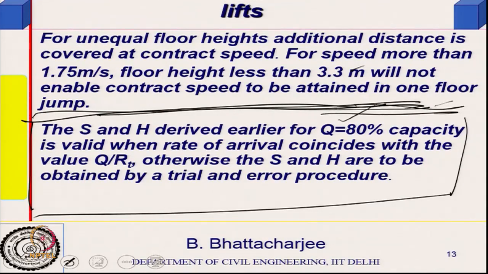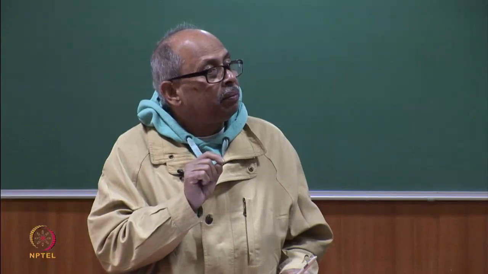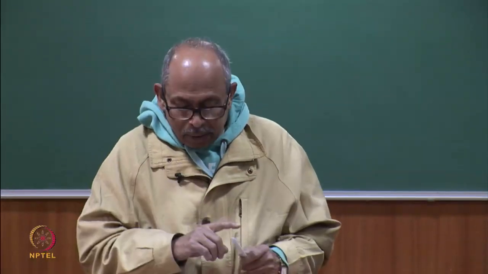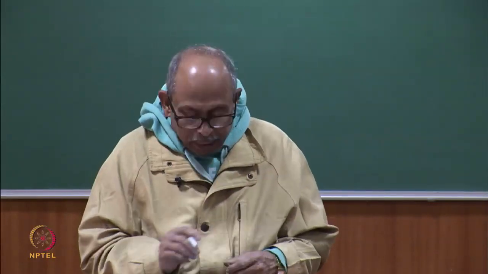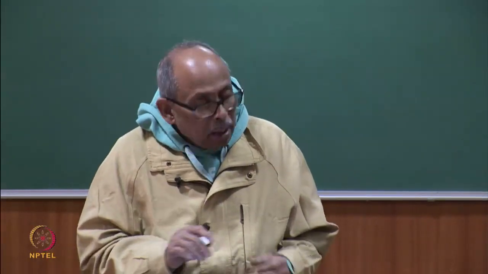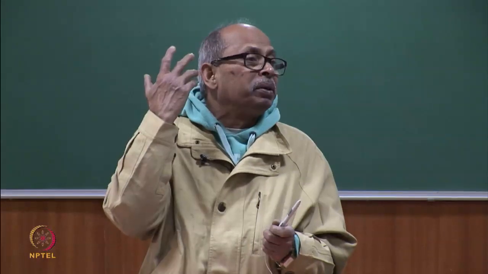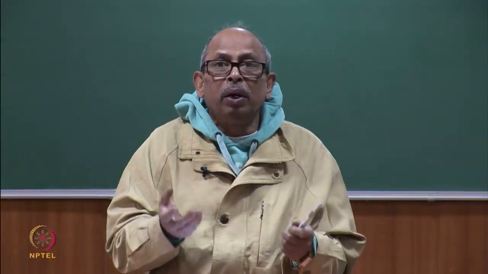Q by RT, where Q is the capacity divided by the round trip time. During this period of time, Q is the capacity, so that many people should be coming per unit time. Then in RT time, because in RT time the lift comes back, or I can say the waiting interval, it has to match actually. Supposing it's a single lift, by the time it comes back, the same number of people should come. If more people come, their waiting interval becomes more. If fewer people come, then it will go at less than 0.8.